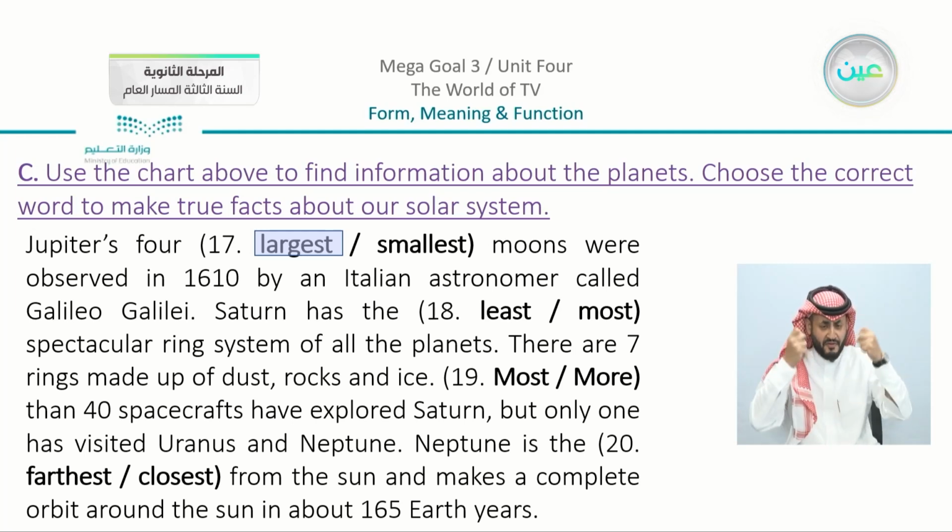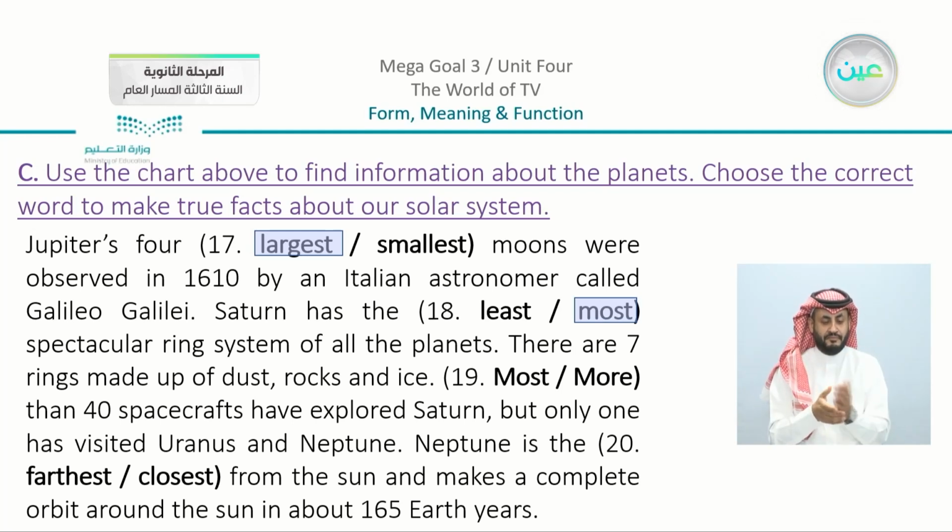We have here Galilei. Saturn has the least or most spectacular ring system? We can see that it has the most spectacular ring system of all the planets. There are 7 rings made up of dust, rocks, and ice.